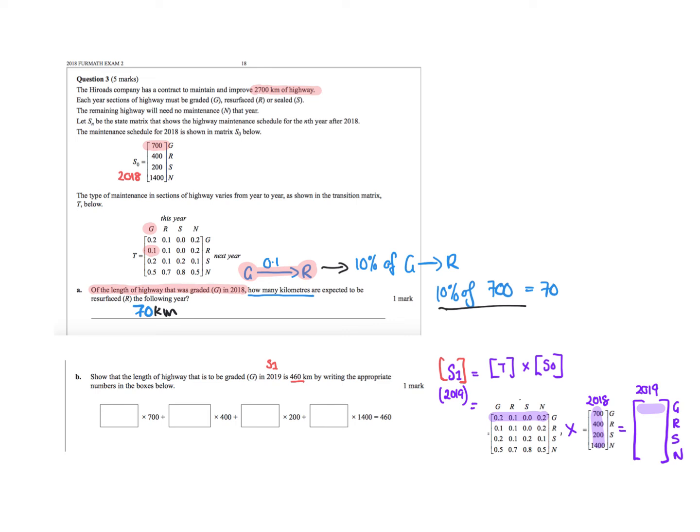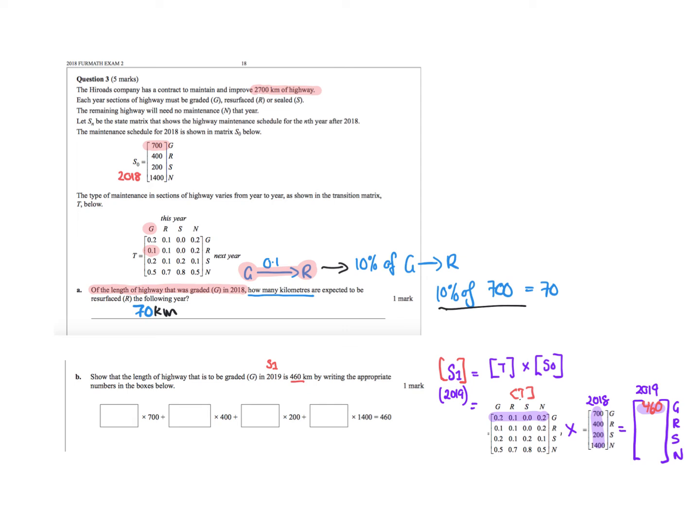So you can see this is here, I've written it out, there's the transition, and we times it by the one before, which they gave to us. And what they're saying is when you multiply that out, you will get 460 sitting in the grading. And that's fine, and you could do that on the calculator. But they want you to show how that happened.